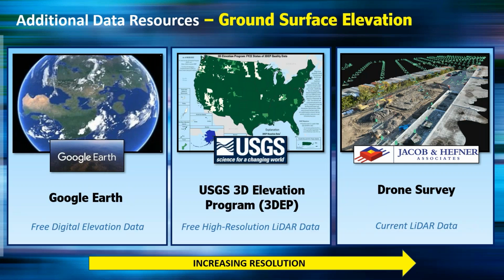And then ground surface elevation. A lot of these sites that you've seen today had really good ground surface elevation data, which is not always essential, but sometimes it is essential for a good 3D model. You can get elevation data off of Google Earth. It's free. It's usually not great. I don't recommend it, but if that's all you've got, then use it.